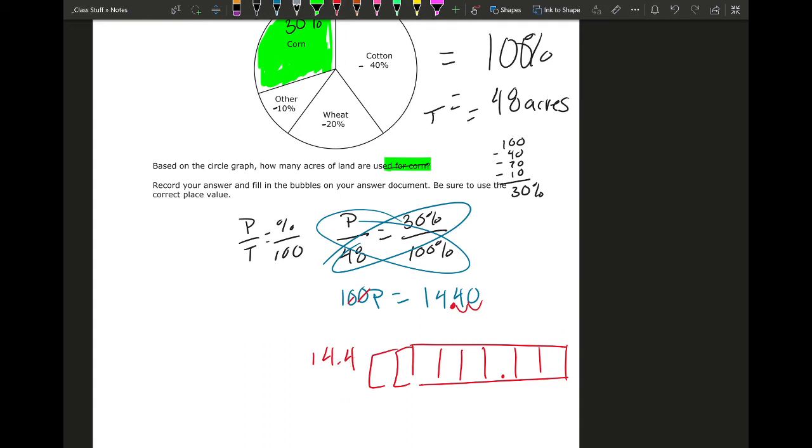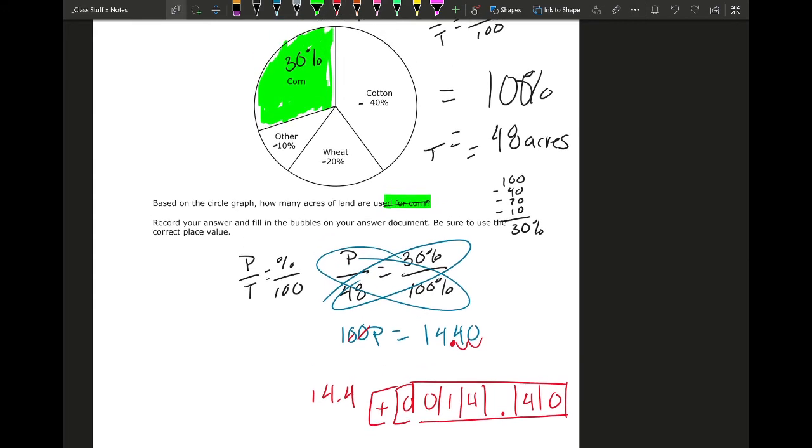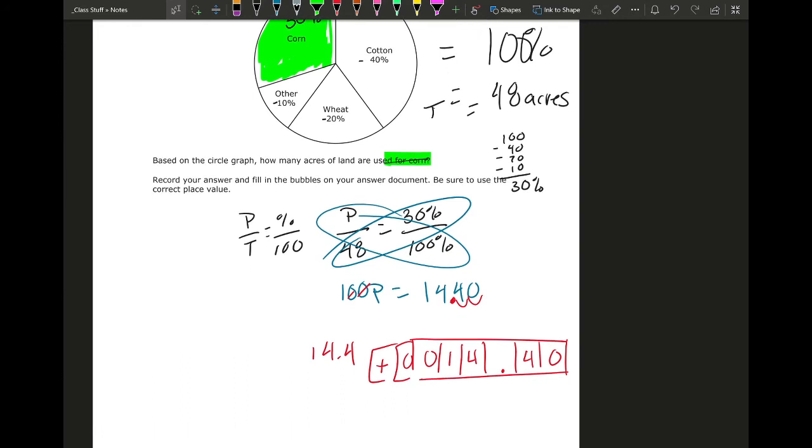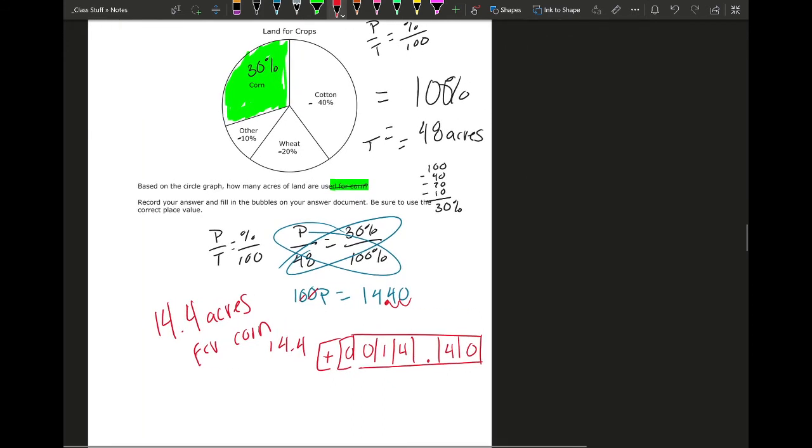You will have a gradable, so you will select the plus. You can put in 0, 0, 1, 4, 4, 0. And that will be your answer. And it makes sense, because if you were to put in 144, you don't have more than 48 acres. You do not have more than 48 acres, so it makes sense that it's 14.4 acres. 14.4 acres for corn. Again, part over total equals percent over 100. Fill in the 3 that you know, cross products, and solve for the equation.